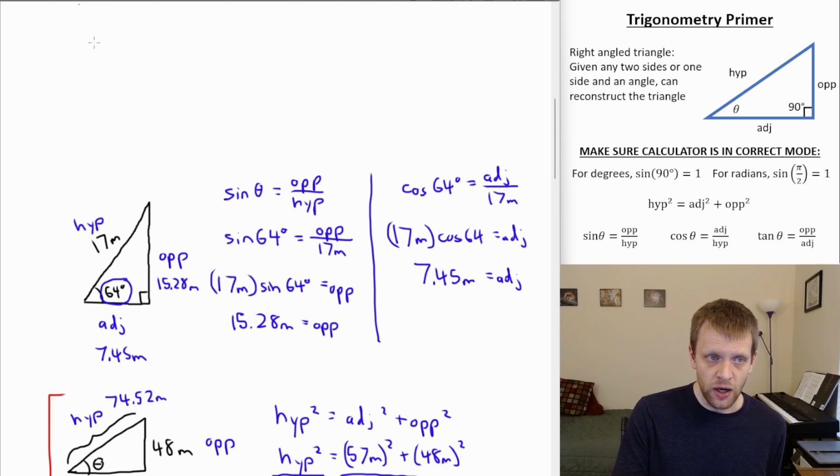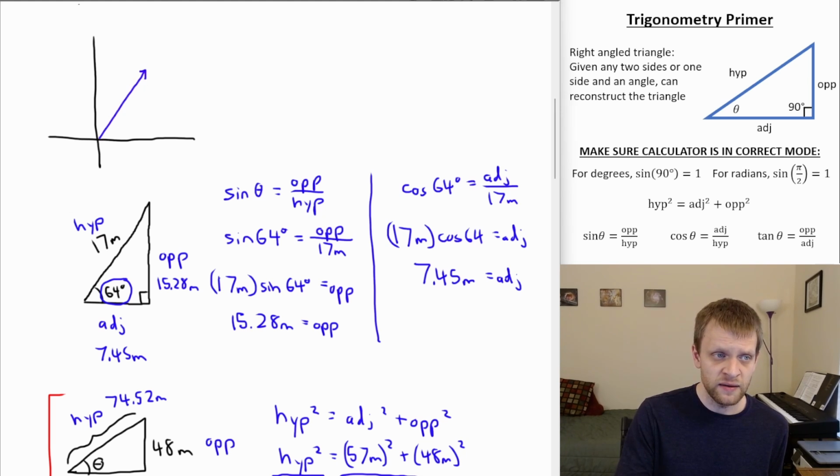Going back to our original picture of vectors, this is the same thing as if I have a particular vector and a coordinate system, so an x and a y coordinate system, or it could be north-south going up and down and east-west going to the right and to the left. And suppose that this angle was, again, 64 degrees.